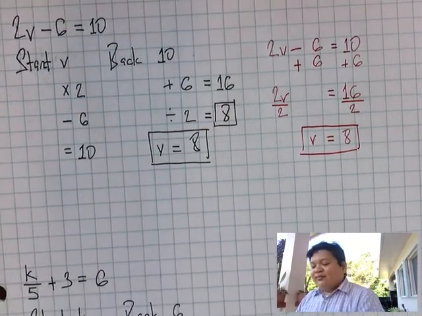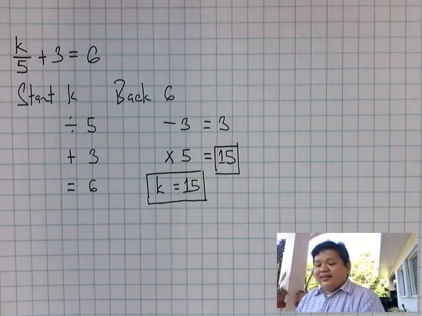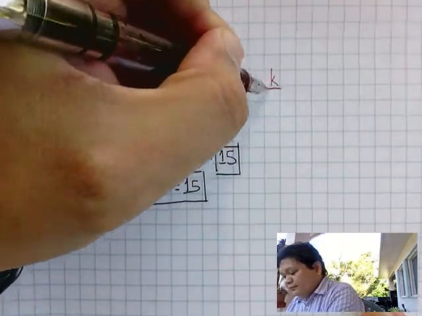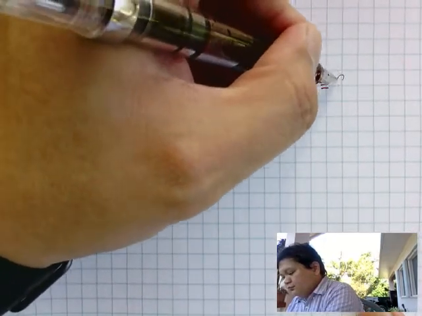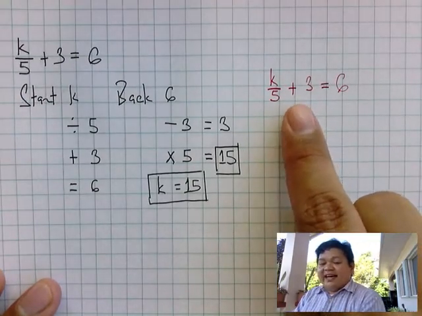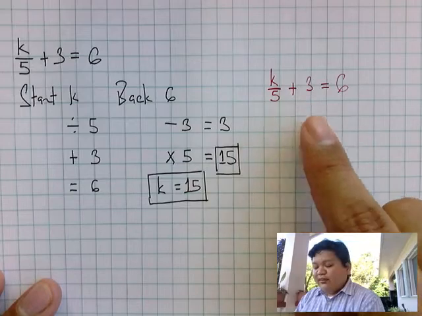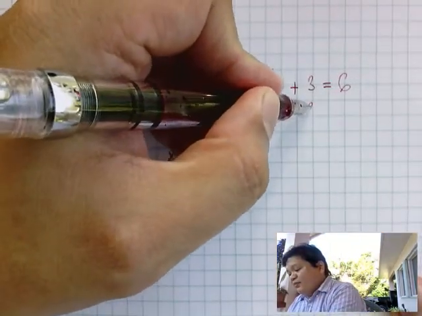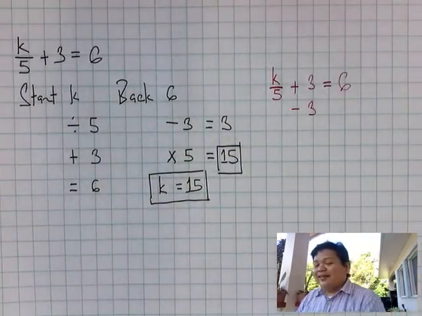Okay, let's see what would work on the second equation. So k divided by 5 plus 3 is equal to 6. All right, so I noticed that they added 3. So in order to get rid of adding 3, we must subtract 3. But because we subtracted 3 on the left side, we must also subtract 3 on the right side.